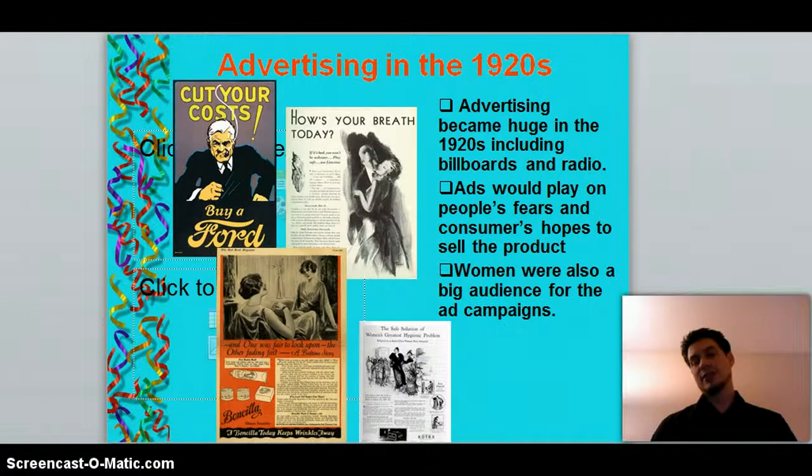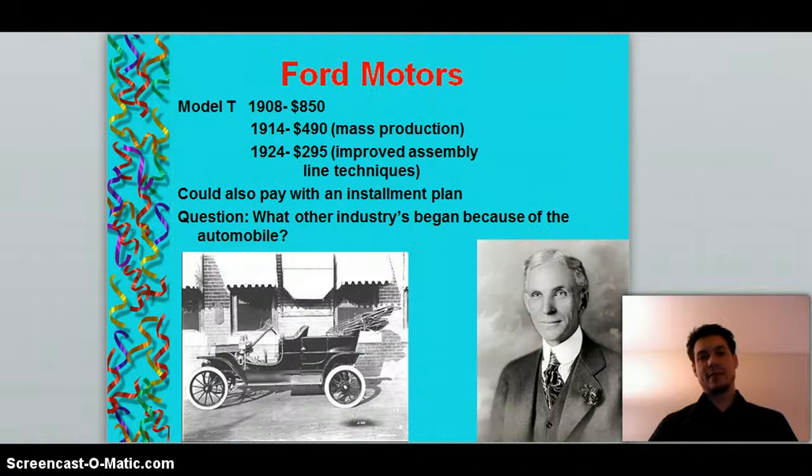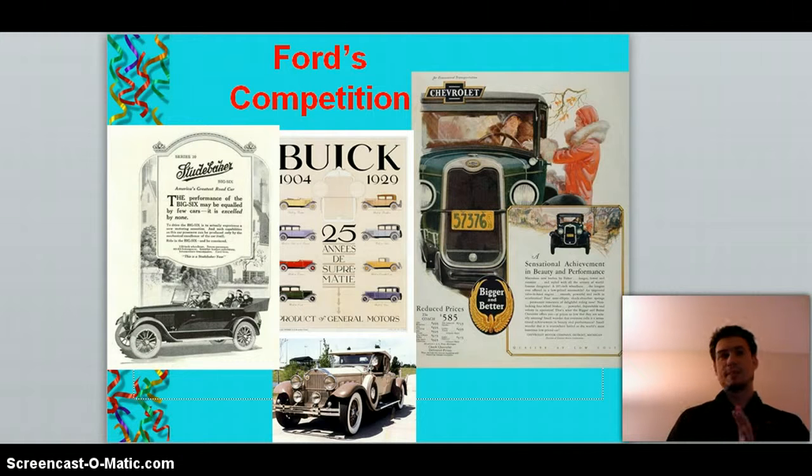Now, a big thing during the 1920s is advertising as well. Advertising is everywhere on this new invention called the radio, as well as on billboards. And it sometimes played on people's fears, which would hopefully get the consumer to buy that product. And we also had Ford Motors and the Model T, incredibly famous because of Henry Ford's way of perfecting the assembly line. He literally makes, in 1924, the Model T all the way down to $295 to buy. And you can buy it with something that's new as well, called credit or an installment plan. Because of this, we also get some competition, however Ford's was really one of the cheaper ones.